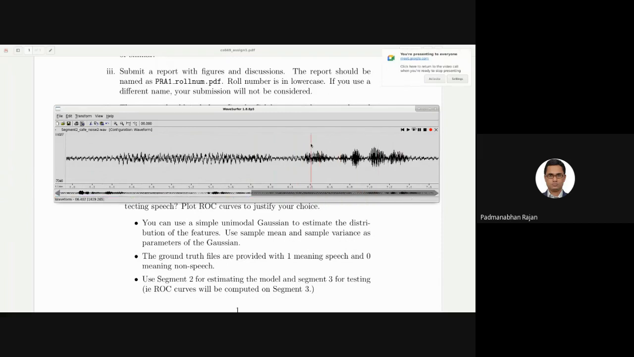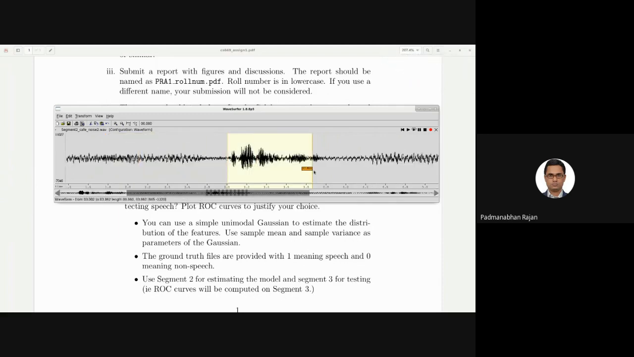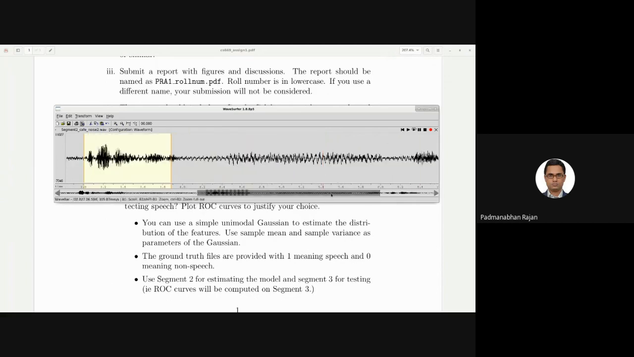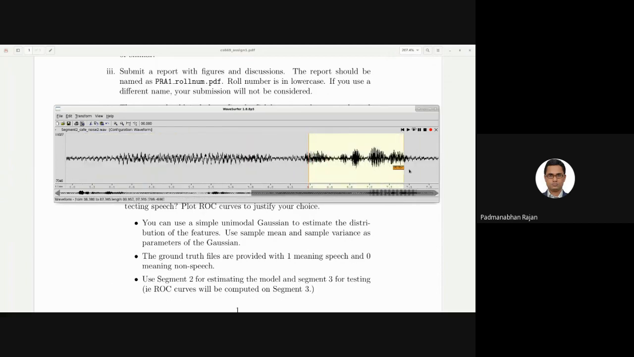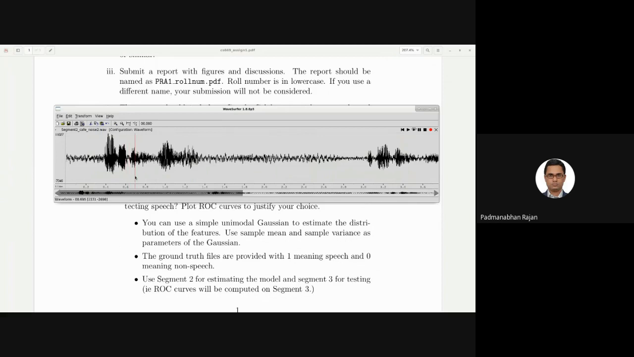This is just a speech segment, and you can see there is some speech activity going on here. I'll share the audio file so you can hear it. Then there is some silence, some pause when the speaker is talking. There's again some speech, again some pause, and again some speech. There are a lot of pauses in between the speech. And this is recorded in a noisy environment like a restaurant, so there is background noise.